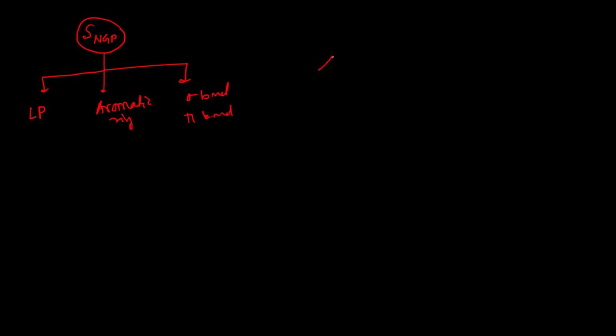For example, I'm taking one compound here. This example is given in NCERT itself. Suppose Cl here, and I'm treating it with OH minus. What happens? First a carbocation will form. So this is basically approaching SN1, right? Now what happens?